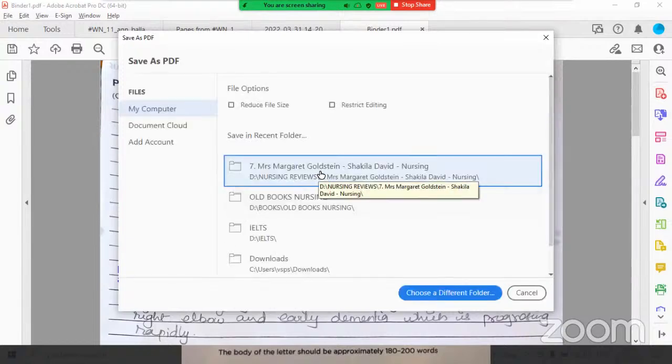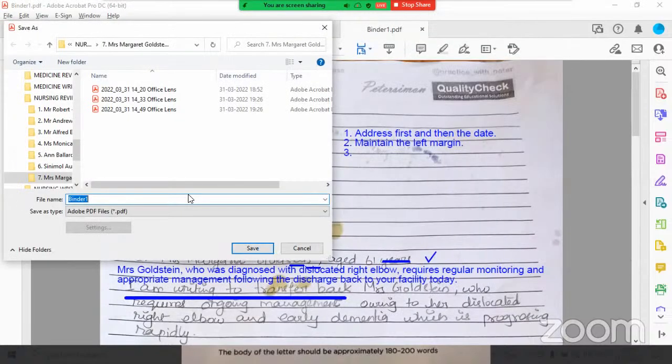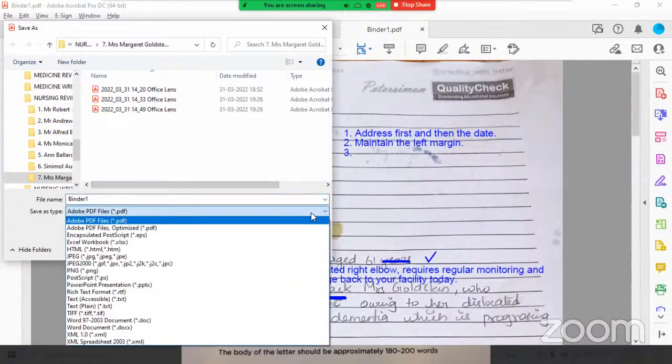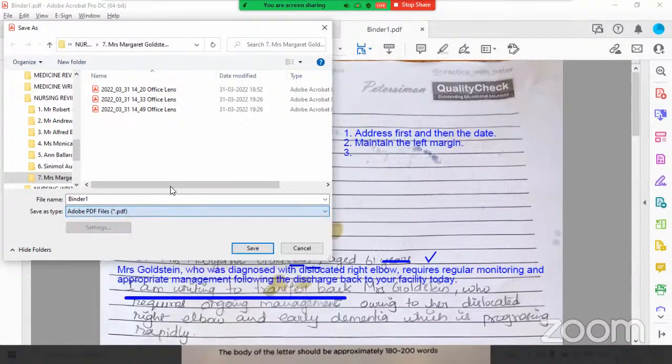So next time, are you going to apply all these things or no? Yes, sir, I'll definitely do my best, sir. You have to apply everything, okay? Yes, sir. Okay, this is number 7, and this is Shakila David. And this is a nurse, and Mrs. Margaret Goldstein. The nurse, okay. This is feedback.